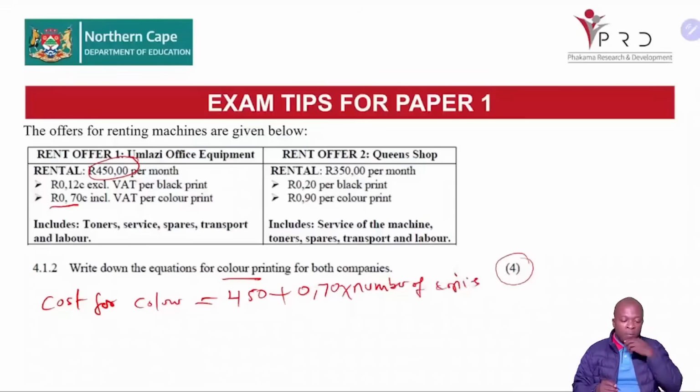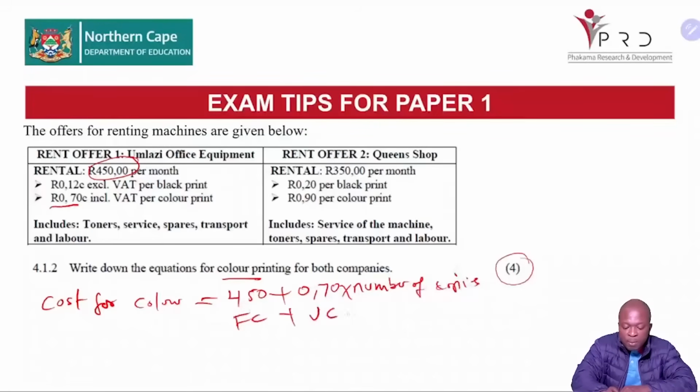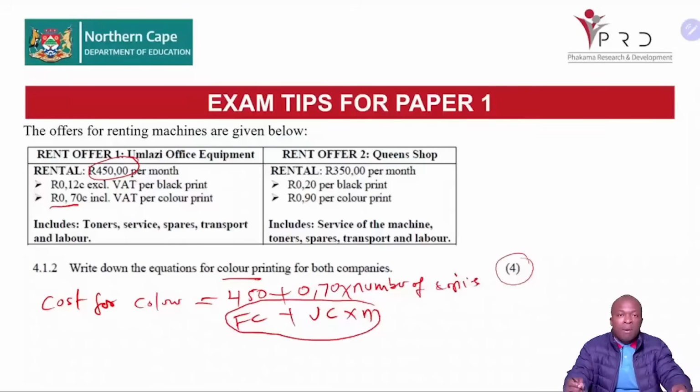Are we together? We are looking for the formula. So it's going to be what? Fixed cost plus variable cost times n. But remember, in the exam, the examiner doesn't want this one. They want the actual values.